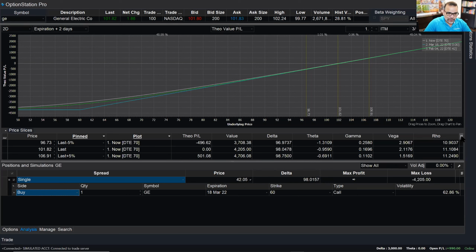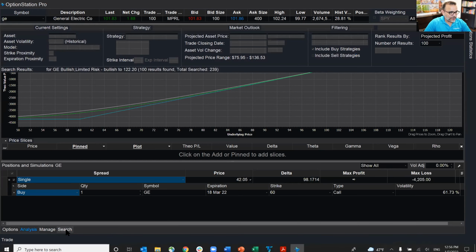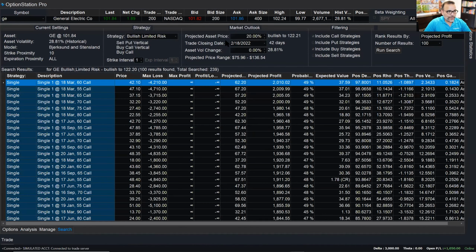Let me go ahead and remove all these slices. This is a graph. You know, the strike price is down here, $60. So as the price of the underlying goes up, of course, better for you. Now, what price did we say that General Electric was going to go up to? I think if I go back here to the search, our projected asset price is 122.21.